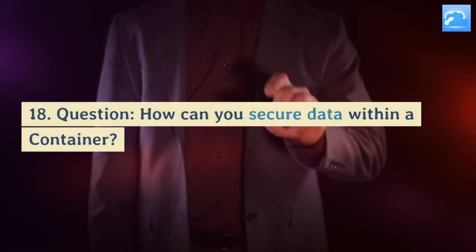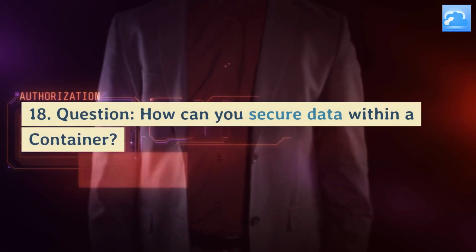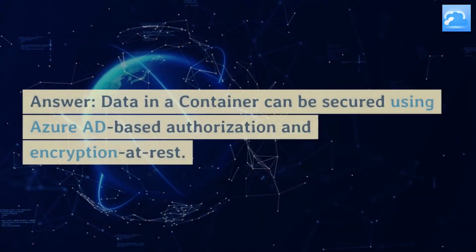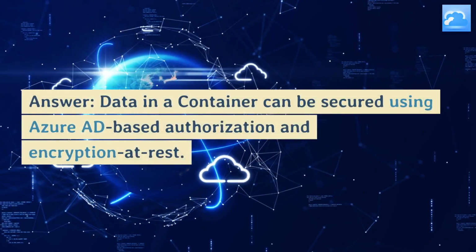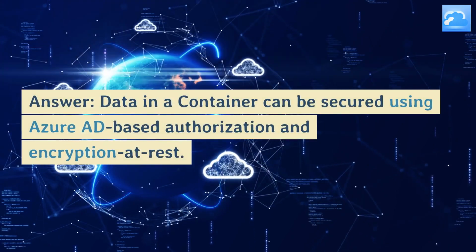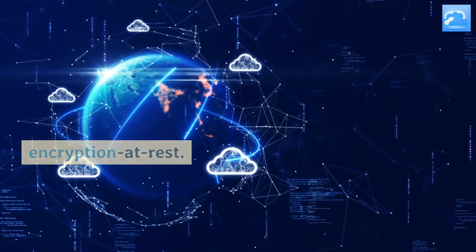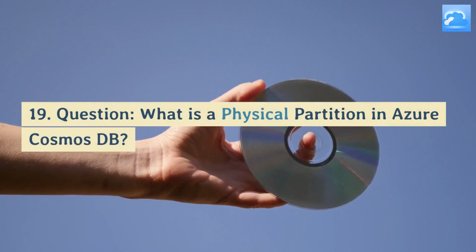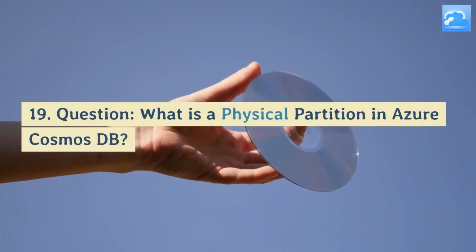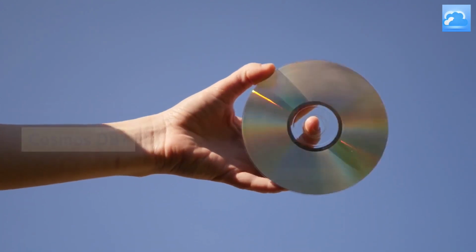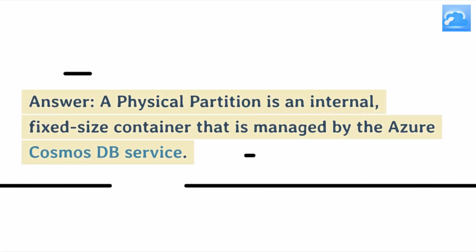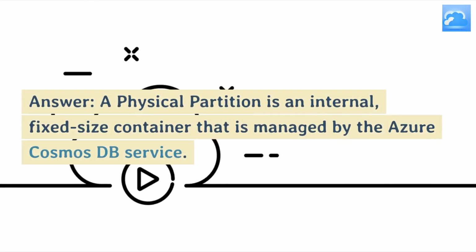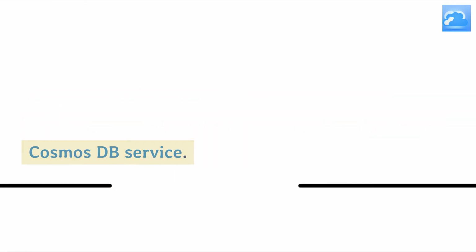18. Question: how can you secure data within a container? Answer: data in a container can be secured using Azure AD-based authorization and encryption at rest. 19. Question: what is a physical partition in Azure Cosmos DB? Answer: a physical partition is an internal, fixed-size container that is managed by the Azure Cosmos DB service.